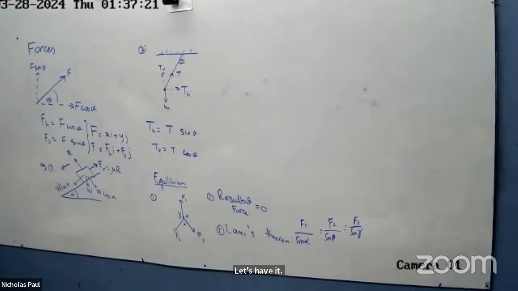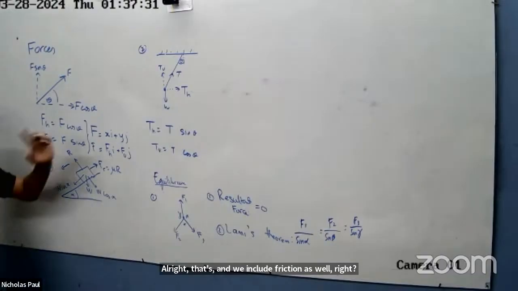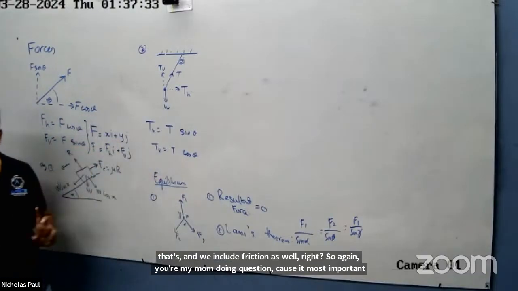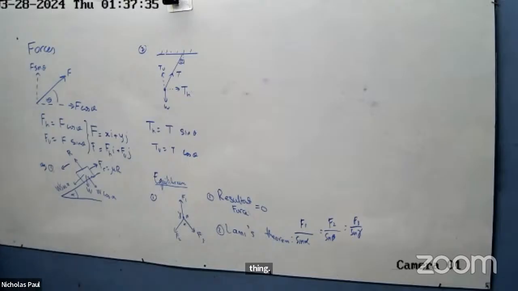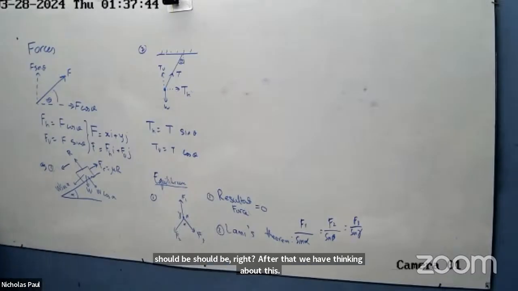All right. That's lambda there, that is resultant force, and we include friction as well, right? So again, you remember when doing questions, what's the most important thing? That diagram, right? You get that diagram right, the rest should be easy. Right? After that, we have kinematics. Let me just make sure we remember all these things.